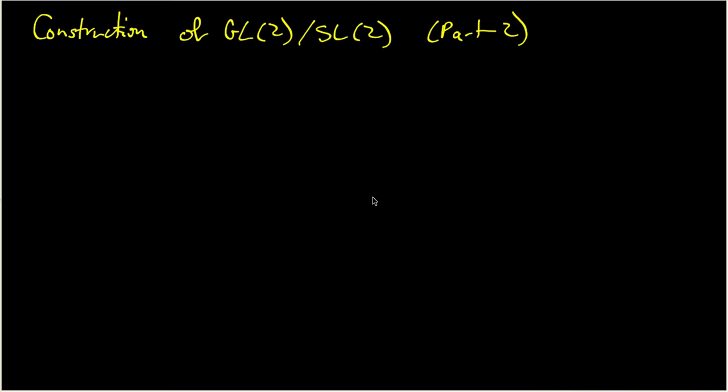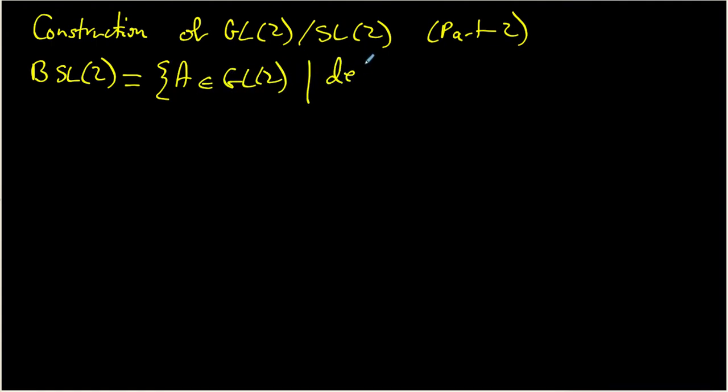This video is a direct follow-up to the previous video. In this video, we're going to continue looking at the structure of GL2 mod SL2. In the last video, we discovered that the left cosets for this quotient group, which would look like B times SL2, is nothing more than the set of matrices inside GL2 such that the determinant of that matrix is equal to the determinant of the coset representative. In other words, determinant of A and determinant of B are the same thing.